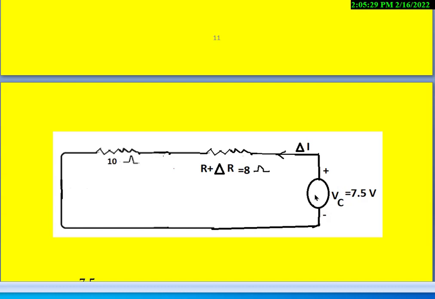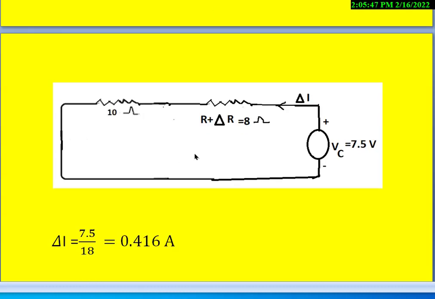So by introducing the compensation voltage like this, the compensation voltage is calculated as 7.5 volts, and the new resistance, that is R plus delta R, is calculated as 8 ohms, and 10 ohms is already there in the circuit. So whatever current flows in the circuit is called the change in the current.